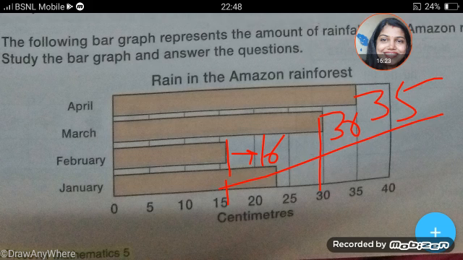Similarly, if you just check in the February month, again it is a one digit, so 15, 16. So in February month it is 16, and in March if you just see, it is exactly 30, and in April it is exactly 35. So this data is clear to you all.